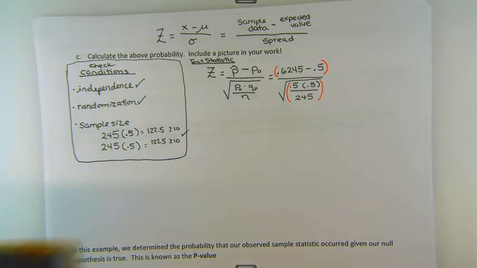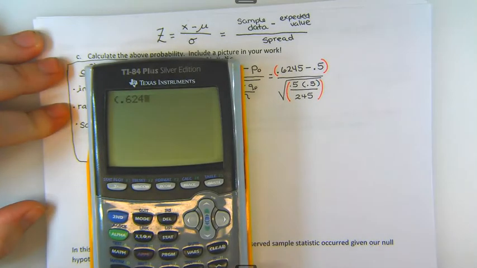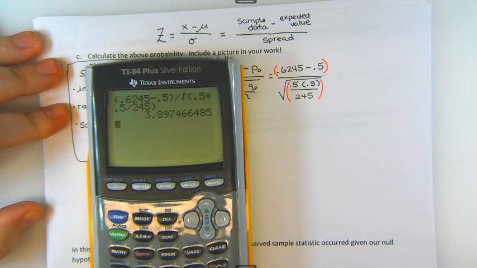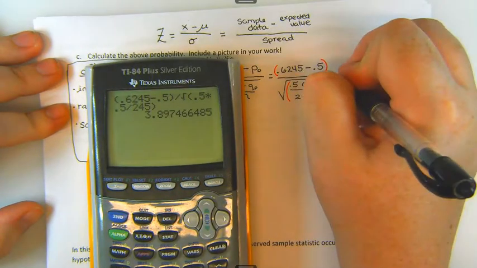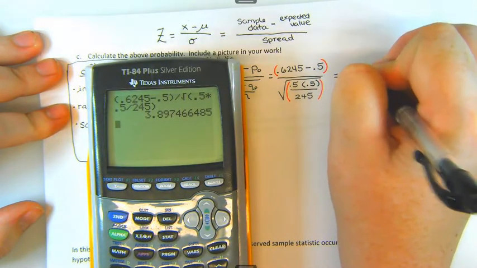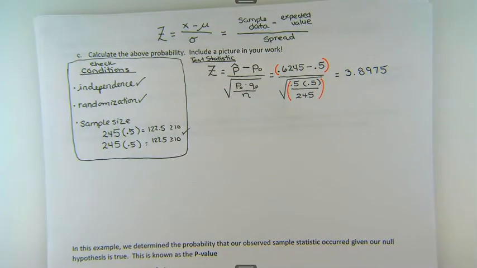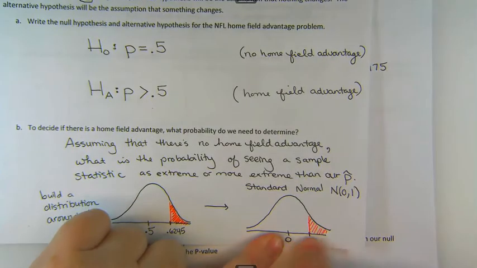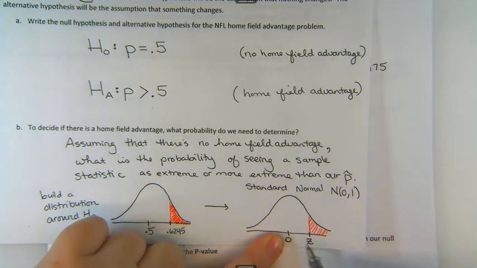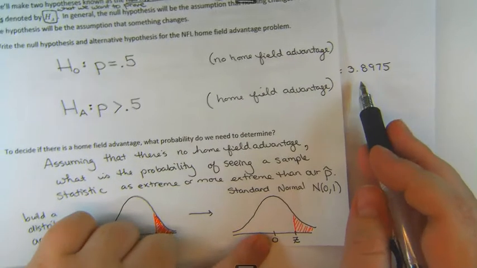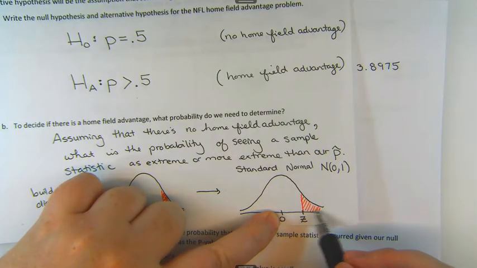So what this will look like for us is plugging in 0.6245 minus 0.5, with parentheses around those, and then starting your square root symbol and making sure everything stays underneath there. And we get out our z-score of 3.8975. What this tells us is where we're landing in our standard normal curve. If we have our mean of 0 and standard deviation of 1, we're getting about 3.9, which means we're landing pretty far out there.